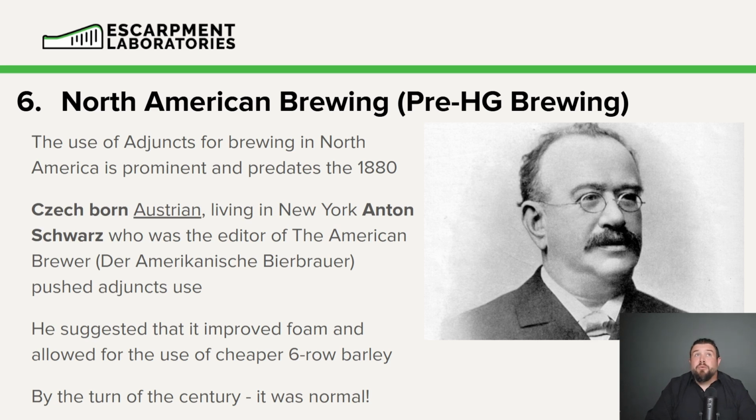The use of adjuncts in brewing in North America predates 1880. Now, there is a Czech-born Austrian living in New York named Anton Schwartz, who is the editor of the American Brewer, or Der American Brewer, sorry, my German. And he was one of the first people to formally push for the use of adjuncts. He suggested that it improved the foam stability of the beer and allowed North American brewers to use cheaper 6-row feed barley in their beer making.